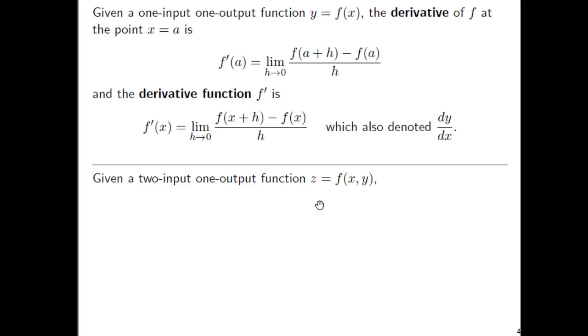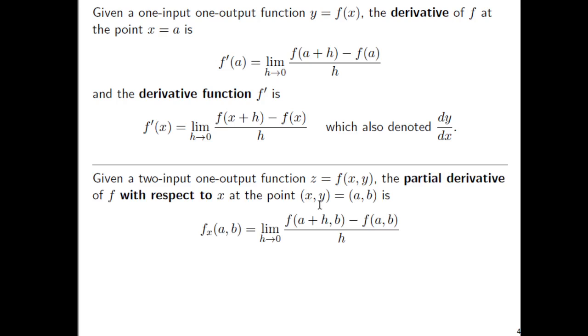Now what we're going to do is take a function that has two inputs and one output, right? So x is an input variable, y is an input variable, and now the output variable is z. And we're going to do the same kind of thing. We have what's called the partial derivative of f with respect to x at the point x comma y equals a comma b. So that is f sub x. That's meant to replace what was f prime earlier.